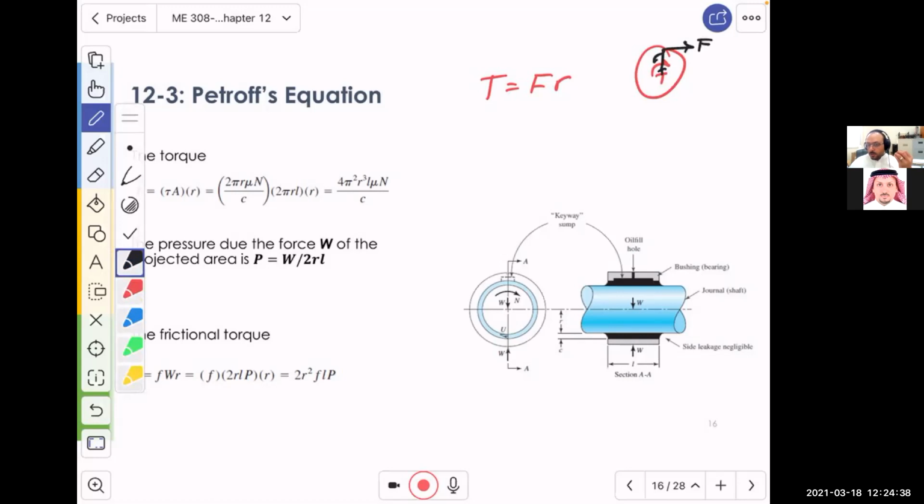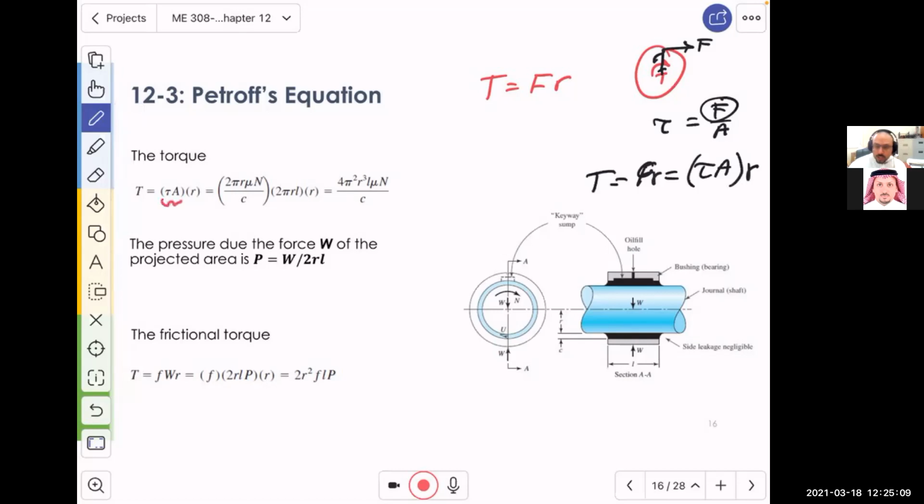Right? Now, we haven't spoken about forces. We know stress. So we know that tau equals F over A. And if I want to know the force, I can say that the force is equal to tau A. So this is the force. I multiply it by R, and I get the torque. That's really good. Why? Because when I look here, this is tau A, which is the force. This is the radius. Now, all I need to do is go to the shear equation and bring it right there. This is the shear equation.